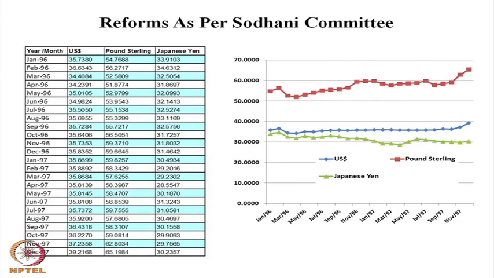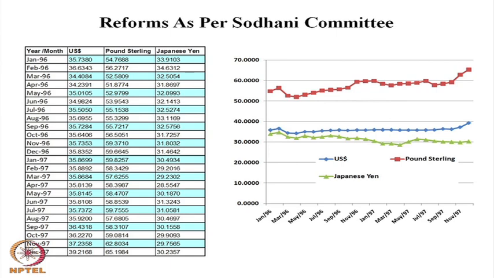As per the Sodhani committee recommendation, there was further development in the foreign exchange market. There was more depth in the forward market, more participants in the forward market and foreign exchange market, and more freedom on the part of the banks to trade in the foreign currency market. This has given a new impetus to the exchange rate system.